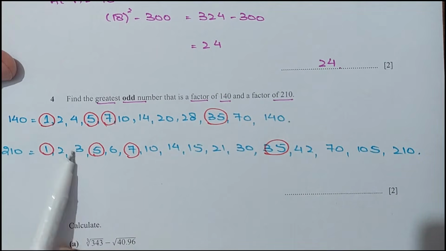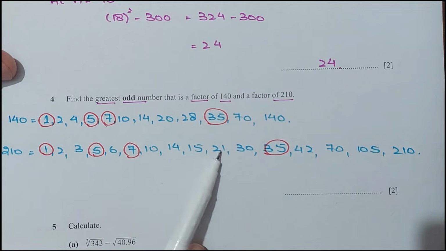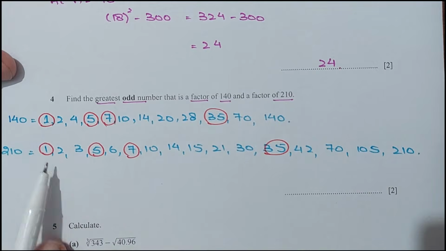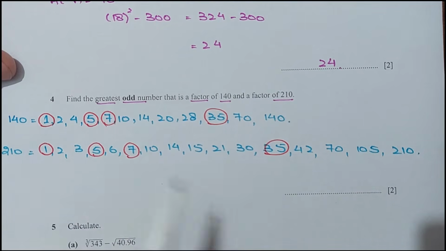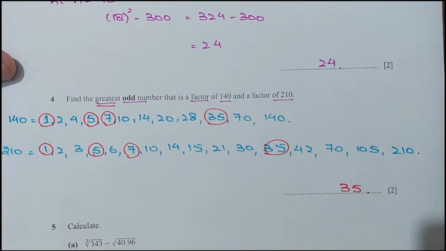This is odd, but these are not in both. 3 is not in both. 15 is not in both. 21 is not in both. So these are the odd common factors. Now we have to pick the greatest one. The greatest one is obviously 35.